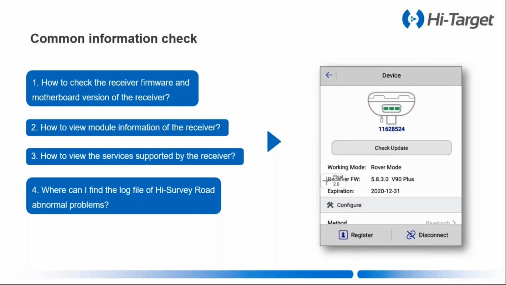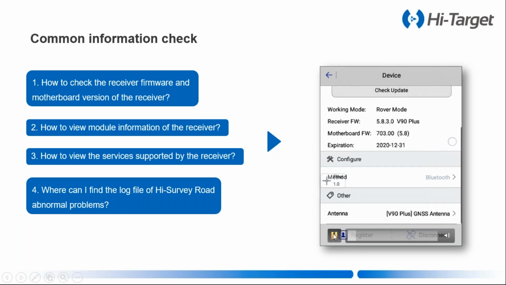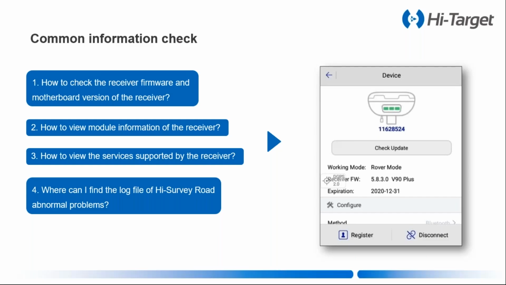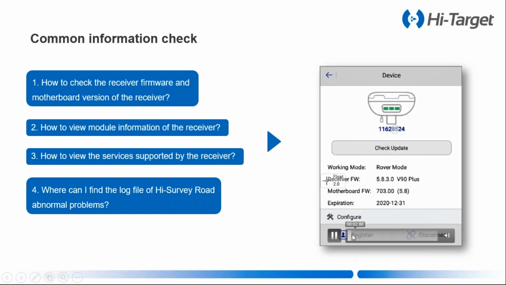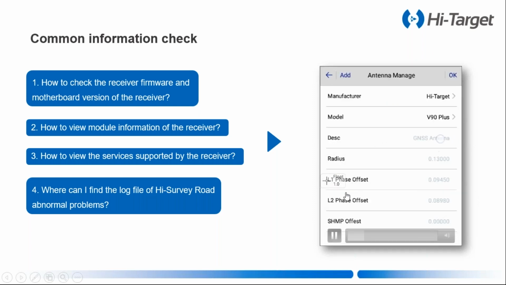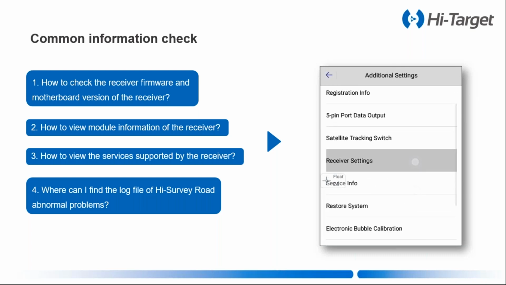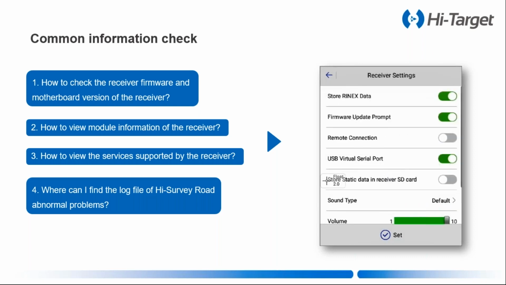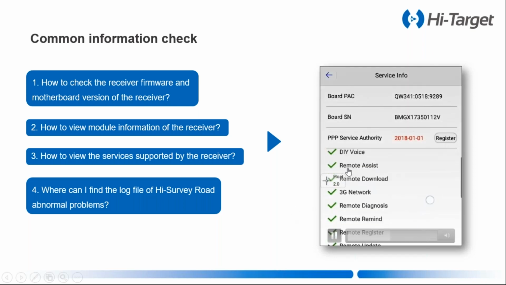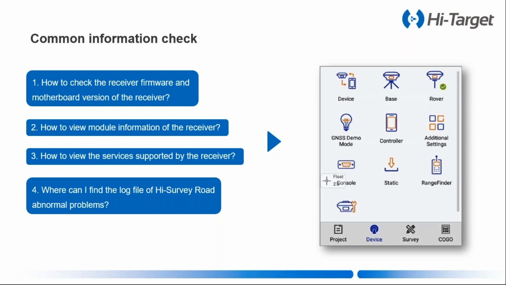To check the firmware version, we just press 5 times at the series number. Then it will show the motherboard firmware version. We can get the motherboard firmware in the interface. And then we can get the antenna information. And this is the module information. And here is the service information. We can get the motherboard series number.